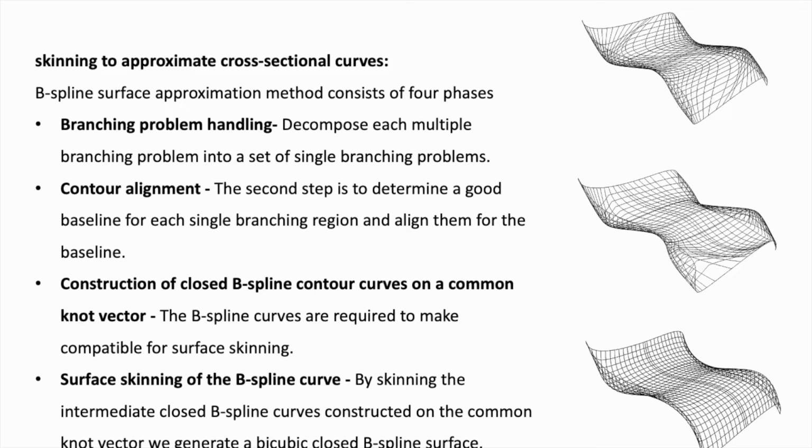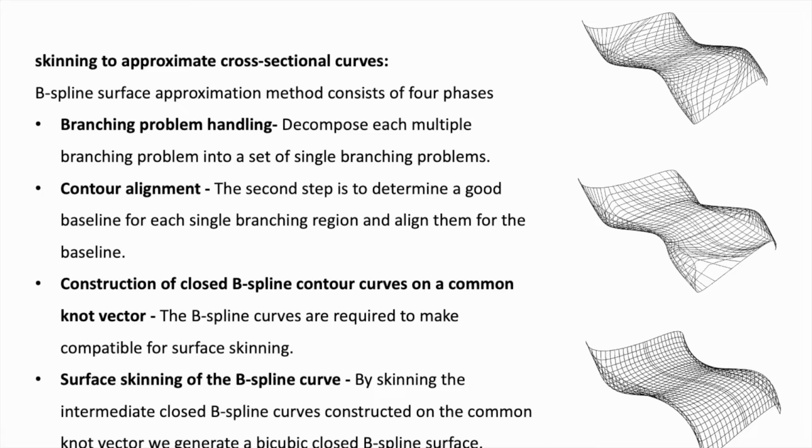Branching problem handling is decomposing each multiple branching problem into a set of single branching problems, such that we decompose the M and N branching problems into one single branching problem, such that we have m plus n contours for each. Now contour alignment is the second step. It is to determine a good baseline for each single branching region and align them to the baseline. What we got in the previous step is the single branching problem, so we have to determine a good baseline for all these and then align them to a perfect single baseline.